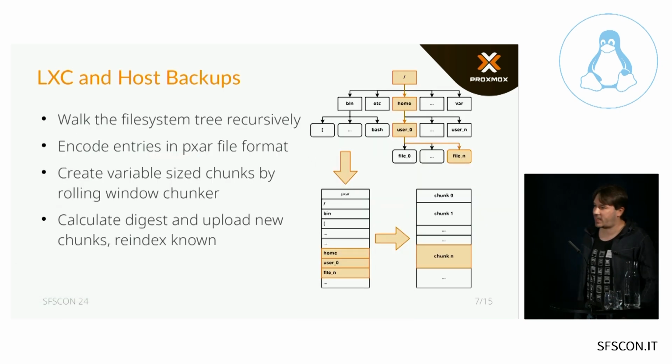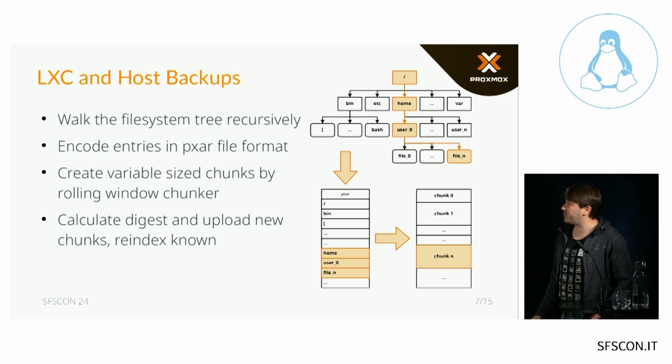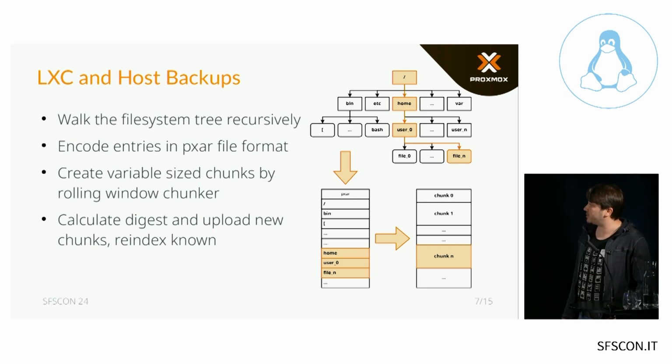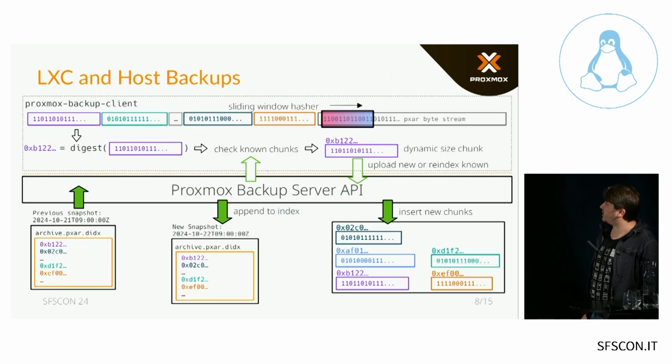For Linux containers and host backups, we have to walk the file system tree recursively, and we encode the entries encountered in the file system in the Proxmox archive, which is optimized for deduplication. We then create variable size chunks, again to optimize deduplication, and once again calculate the digests and upload these new chunks or re-index already known chunks. So this looks like this.